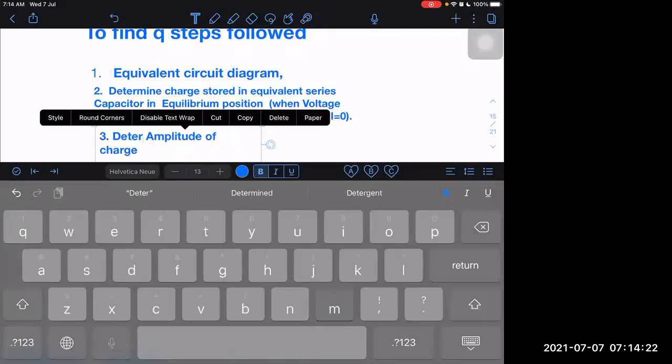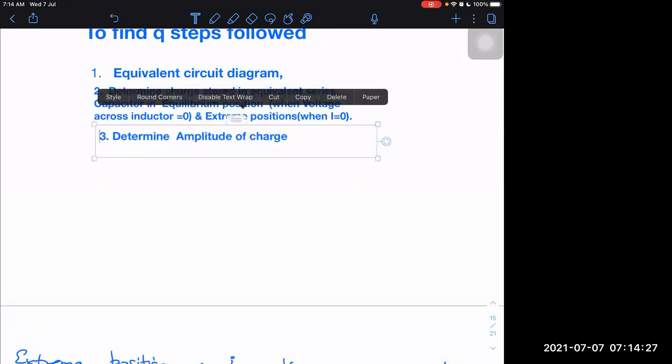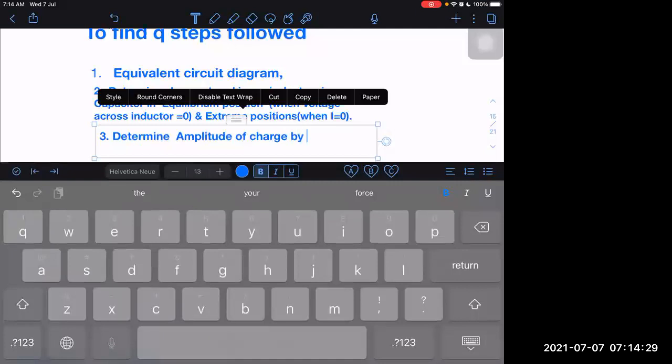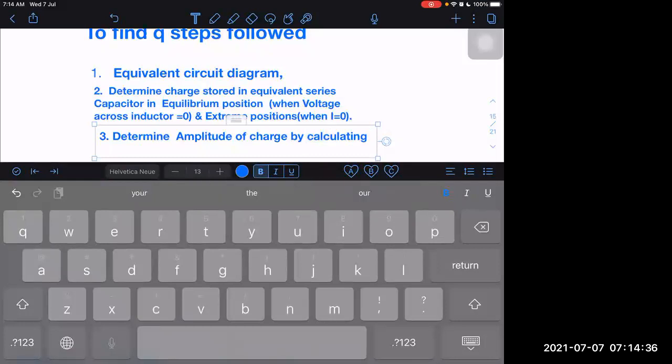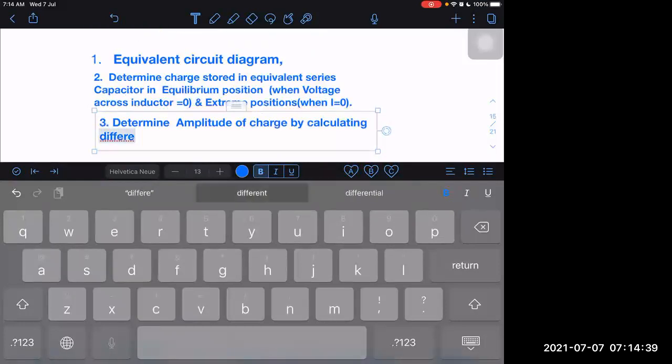Determine the amplitude of charge by calculating the difference of charges stored in the mean and extreme positions.